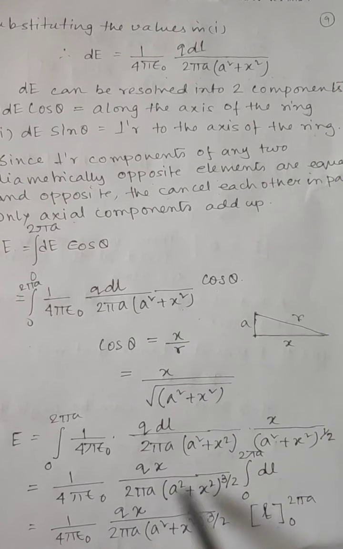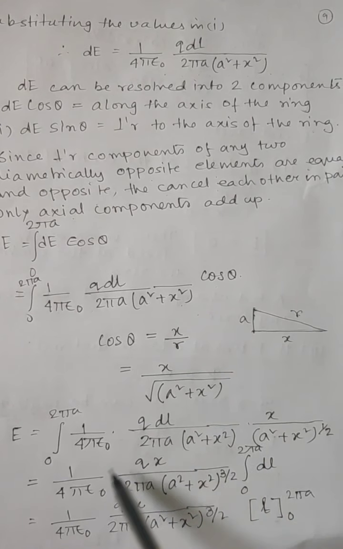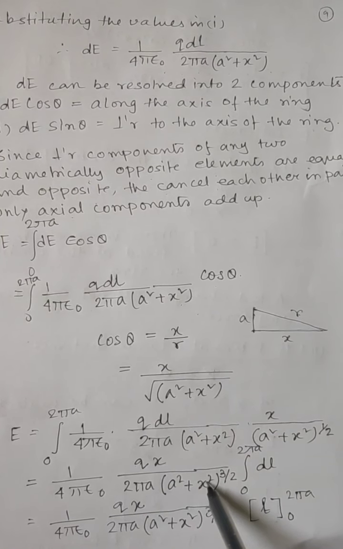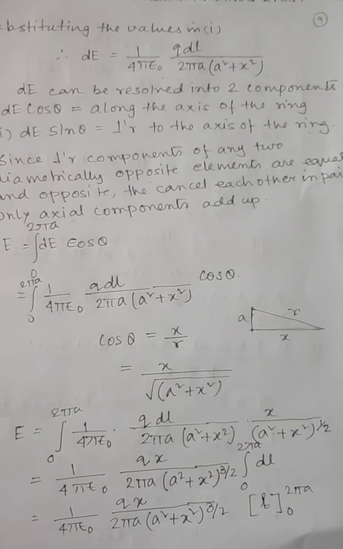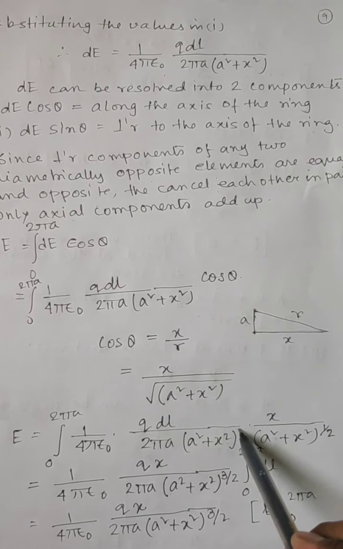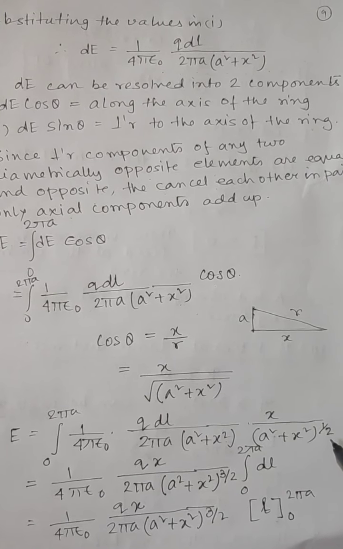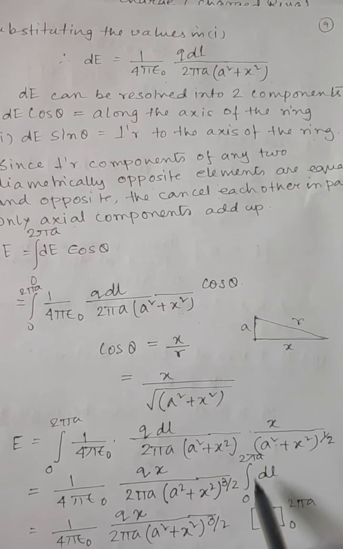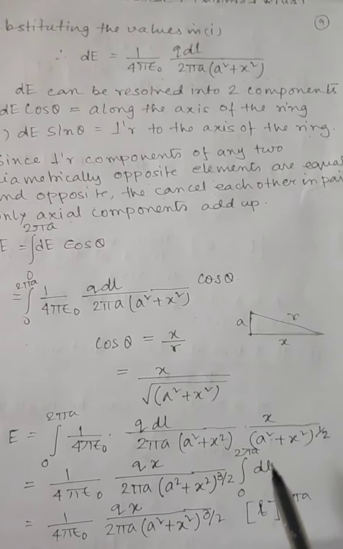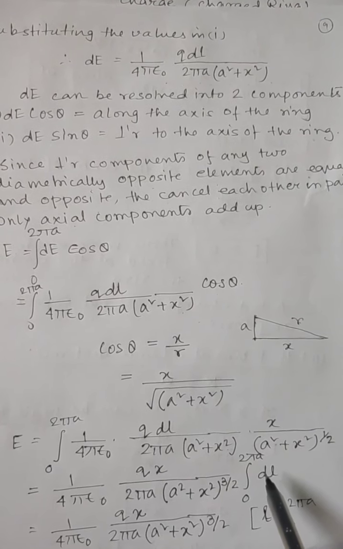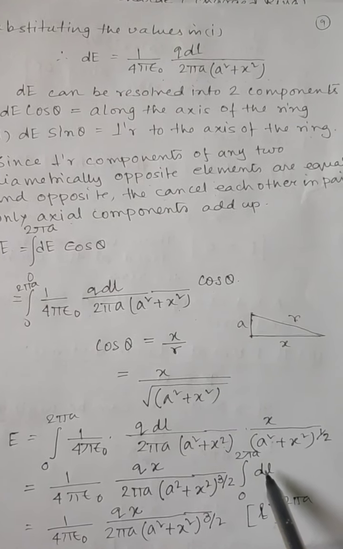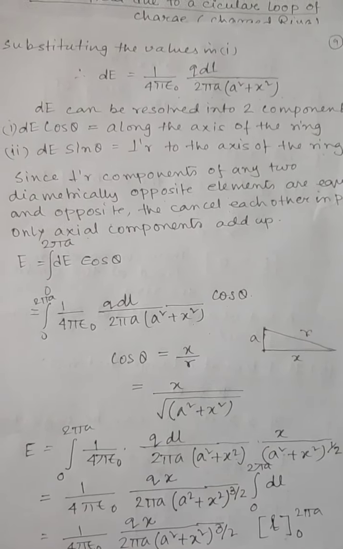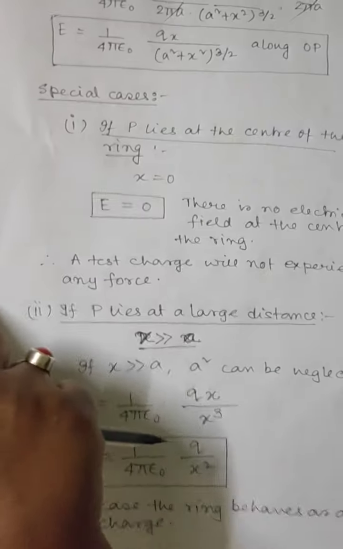So we are bringing everything outside the integration and we will integrate only dl. So 1 by 4 pi epsilon naught q x by 2 pi a square plus x square to the power 3 by 2. Why 3 by 2? Because a square plus x square to the power 1 by a square plus x square to the power half, so we are adding the power, that is 1 plus half is 3 by 2. The integration is 0 to 2 pi a into dl. Now we will integrate dl. After integrating, this part remains the same. After integrating dl, we will get L, and the lower limit and upper limit are 0 and 2 pi a.